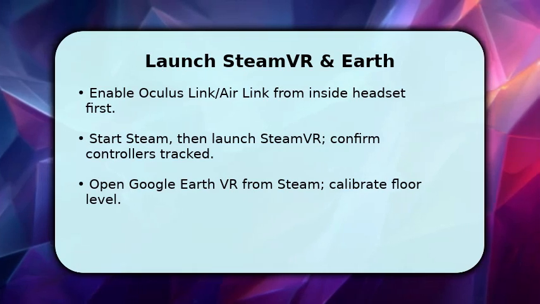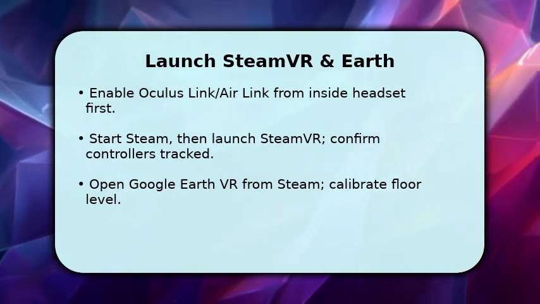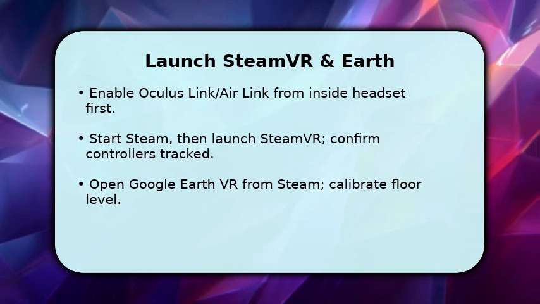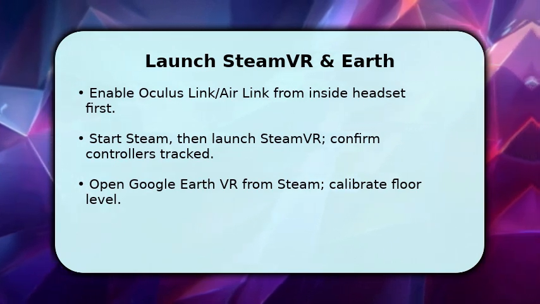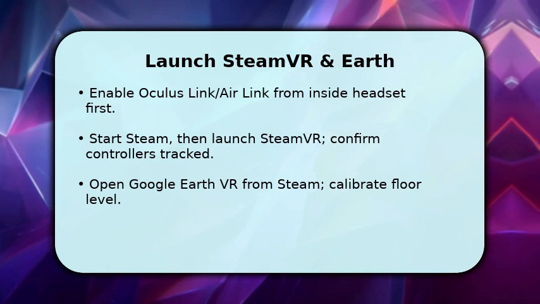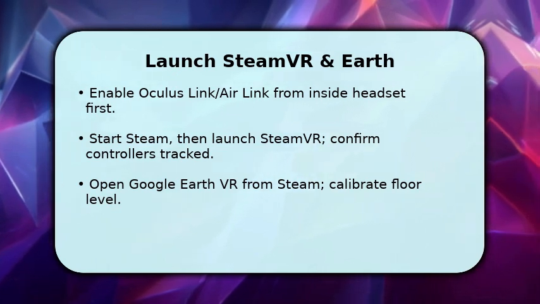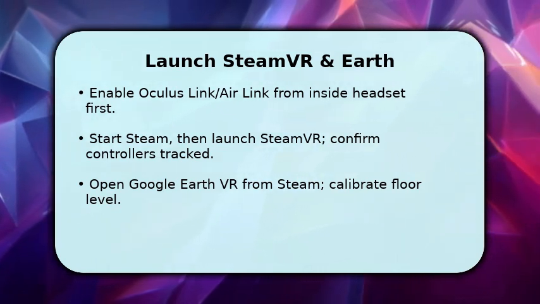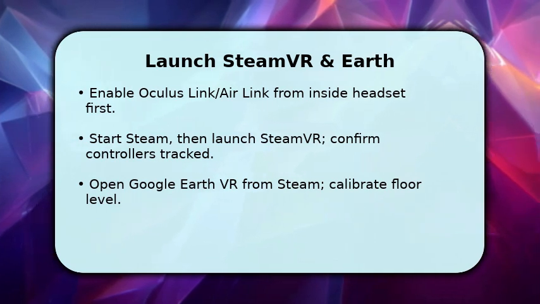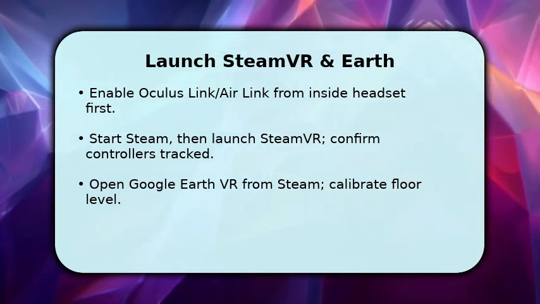Once linked, you launch Steam VR because Google Earth VR runs on Steam. From the Oculus PC app, choose Oculus Link or activate AirLink inside the headset. After that, start Steam on your PC and then Steam VR. Make sure your controllers are tracked and the play area boundary is visible.